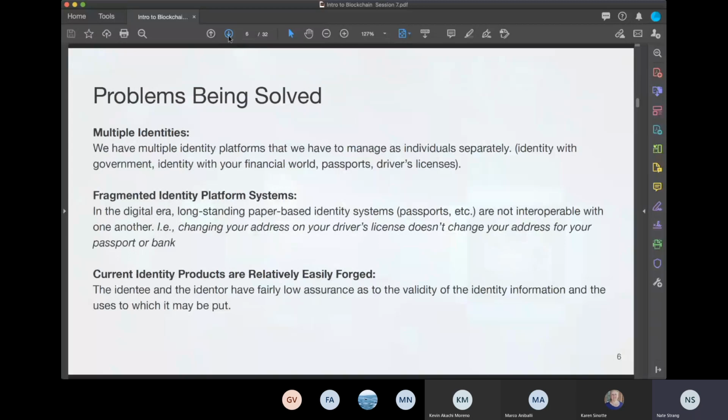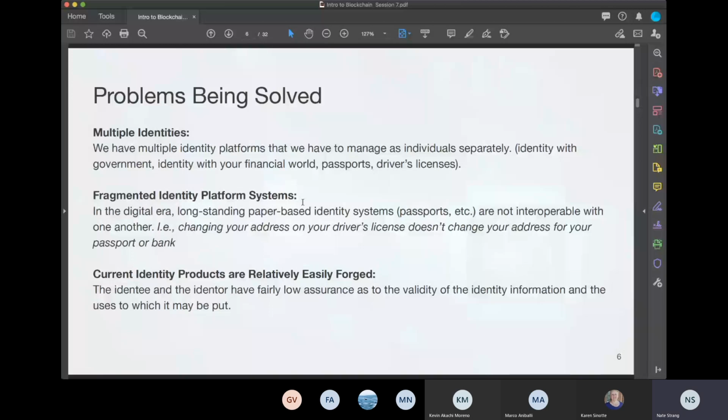The first one is that we have multiple forms of identity and multiple platforms to manage them. We have an identity with our government. We'll have an identity with our financial world or with our banks. And those can take various forms: passports, driver's licenses, membership cards. There are all of these different platforms and scenarios in which we use different forms of documents and evidence to make up our identity. But the problem with that is that these platforms and these systems are fragmented.